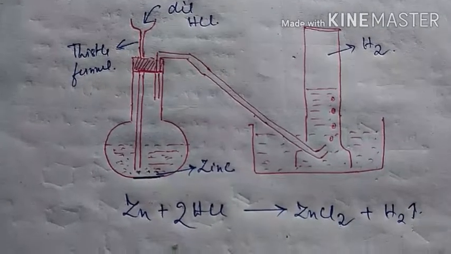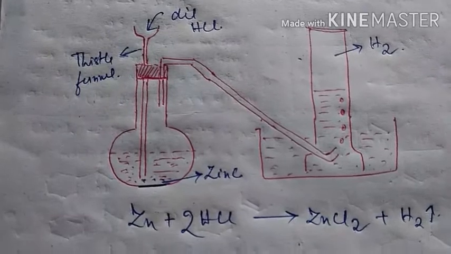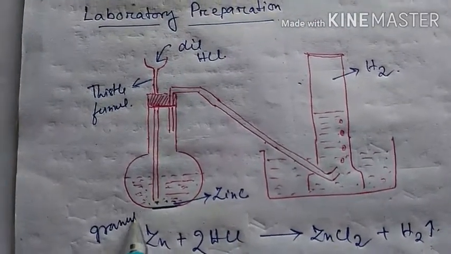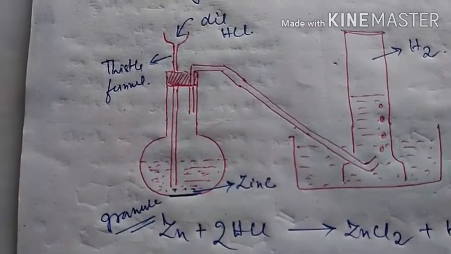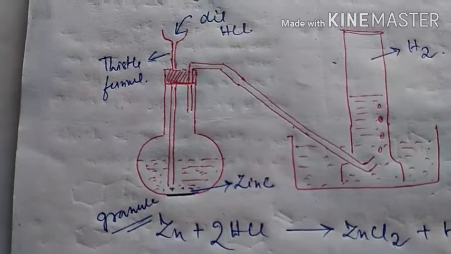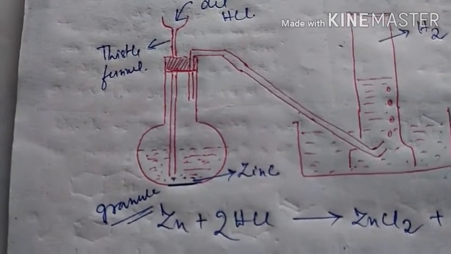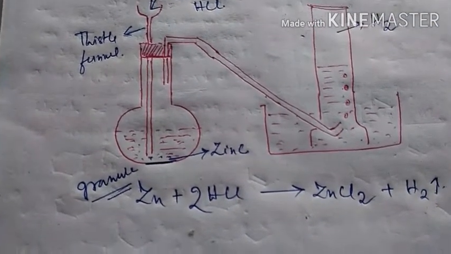Now why are zinc granules preferred for this reaction rather than pure zinc? Listen to me, this is granulated zinc. Why is pure zinc not used? Because the impurity present in the granulated zinc is copper, which has a catalyzing effect and speeds up the rate of reaction. So this is a very good question.